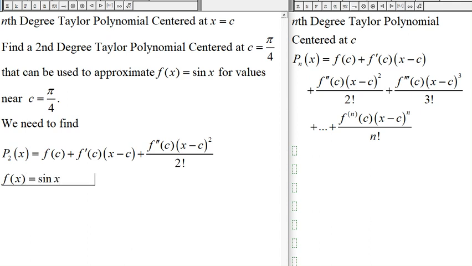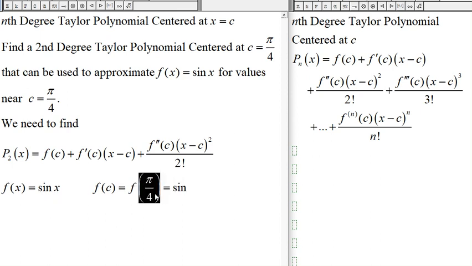And so to get f of c, we just need to evaluate the function at c. So this will be f of pi over 4, which is sine of pi over 4. And sine of pi over 4 is the square root of 2 over 2. And so now we've got f of c.